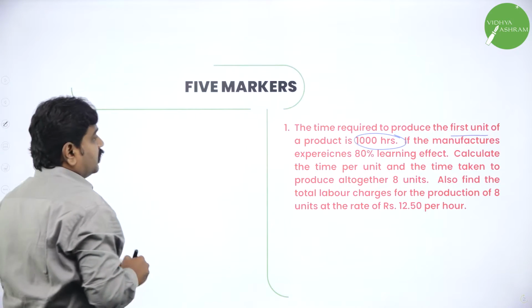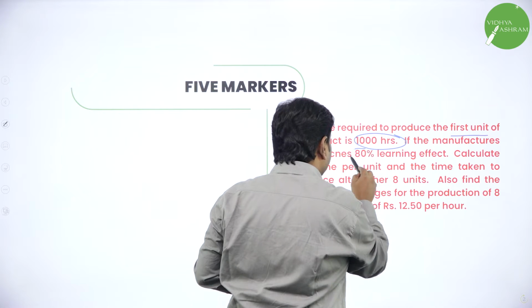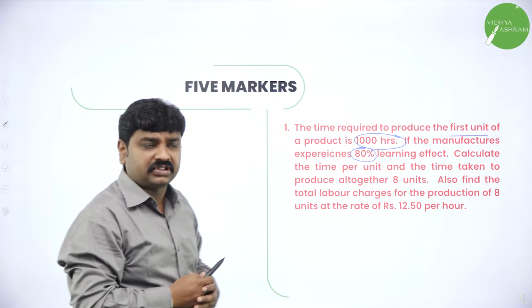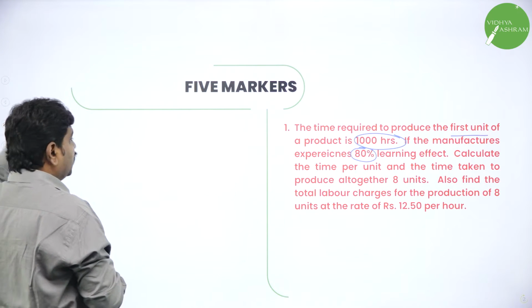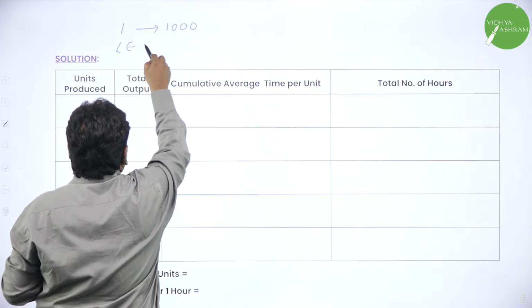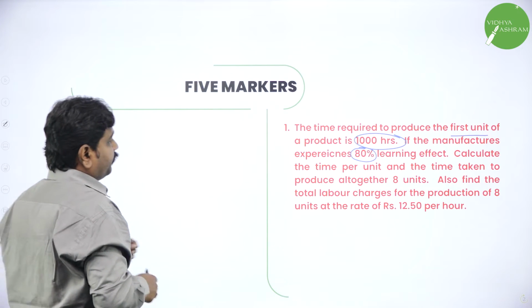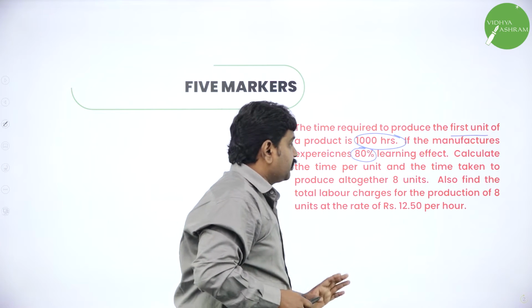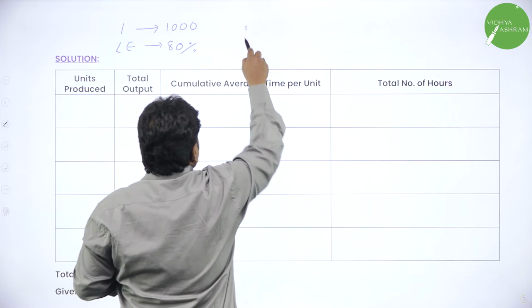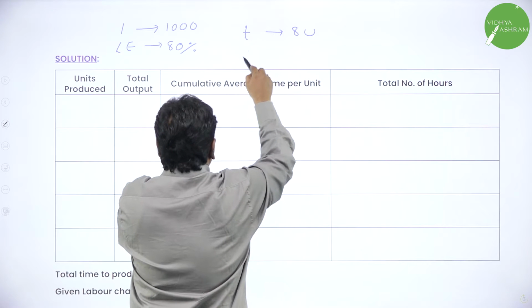Then search for learning effect given. So they have given learning effect. In every problem they will give learning effect. What is the learning effect given? 80%. So learning effect is given, that is 80%. So make a note of this. So learning effect is given, make a note of it, that is 80%. And what else is given? So then calculate the time taken for 8 units. They want you to calculate time for 8 units and cost for 8 units.